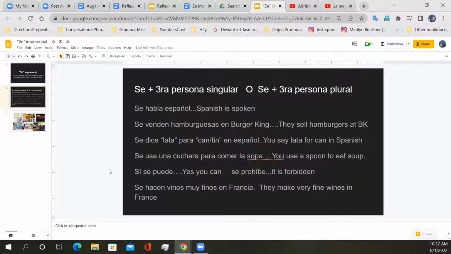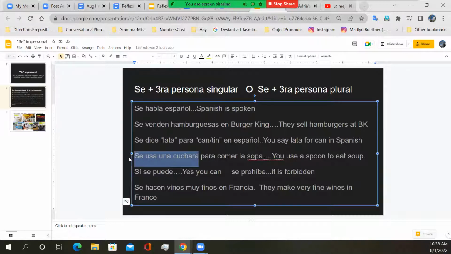Se dice lata para can or tin en español. You say lata for can. A can that veggies come in or a can that fruit comes in, okay? A tin can. Se dice lata para can, tin en español. Se usa una cuchara para comer la sopa. You use a spoon to eat soup. You use a spoon. A spoon is one thing. Se usa una cuchara.